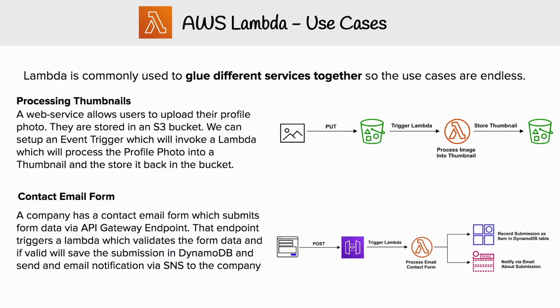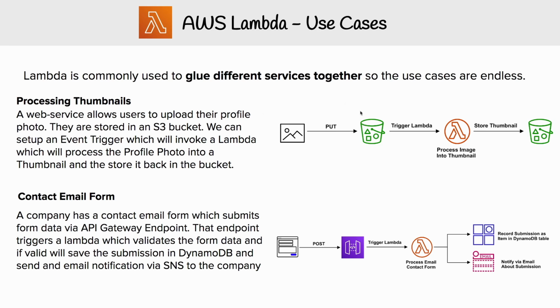When we're thinking about how to use AWS Lambda, there is a variety of use cases because Lambda is like glue. It helps you connect different services together. And so I have 2 use cases in front of you here. So the first is processing thumbnails. So imagine you are a web service and users are allowed to upload their profile photo. So what you normally do is you would store that in an S3 bucket.